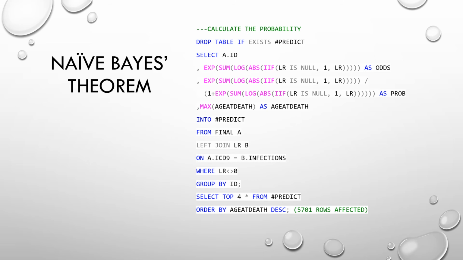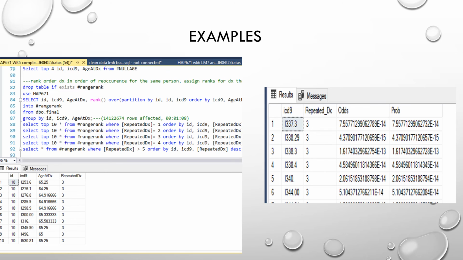This slide shows the calculations for the odds and probability of the diagnosis. Here is an example of a case with 5 diagnoses, corresponding likelihood ratios, and calculated odds of diabetes. The results of the naive Bayes calculation were joined with a repeated diagnosis table to get these results.